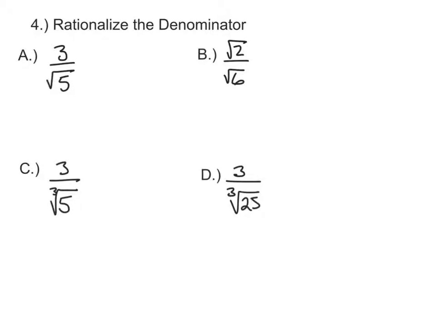Let's do some more rationalizing the denominator. So when we have 3 over the square root of 5, we're going to need to multiply both the numerator and the denominator by the same square root. That square root is going to be the square root of 5.